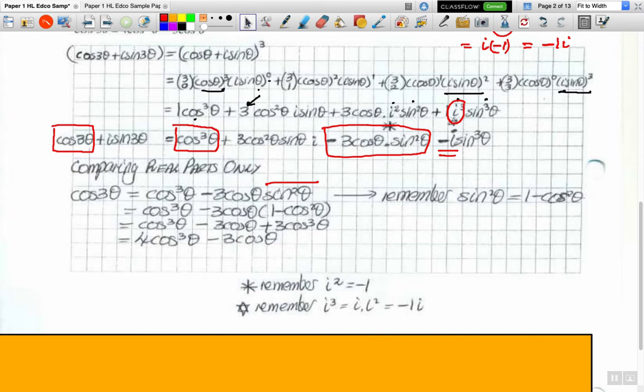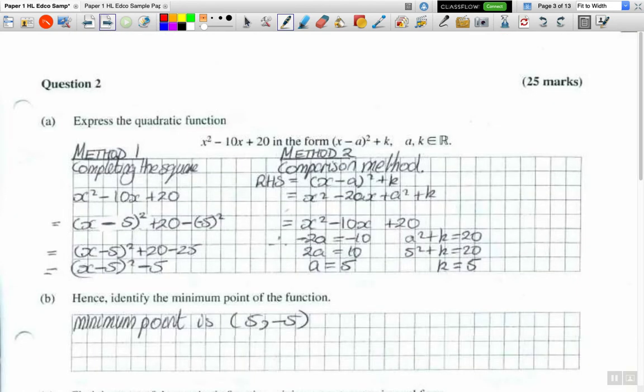And here, remember i squared is equal to -1. Remember i cubed is i times i squared, and because i squared is equal to -1, yeah, but I did it up above anyway. That's the end of that. We'll now move on to the next page.